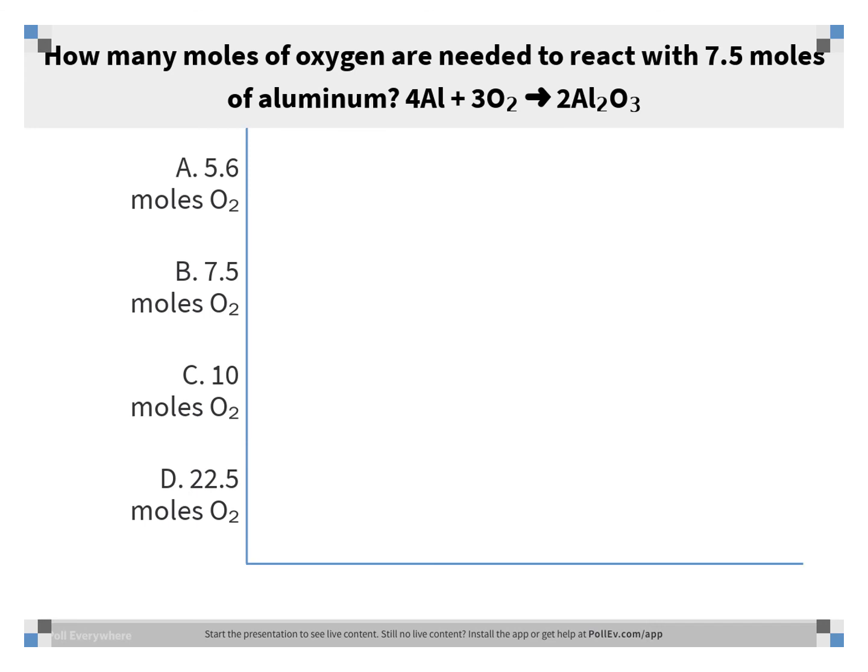The answer is A, 5.6 moles of oxygen. Since we want to find moles of oxygen, it goes on the top. We're going away from moles of aluminum, so moles of aluminum goes on the bottom. We have a 4 in the conversion factor next to the aluminum and a 3 in the conversion factor next to the oxygen. 7.5 times 3 divided by 4 equals 5.6.